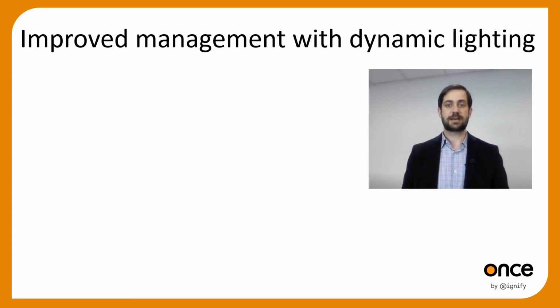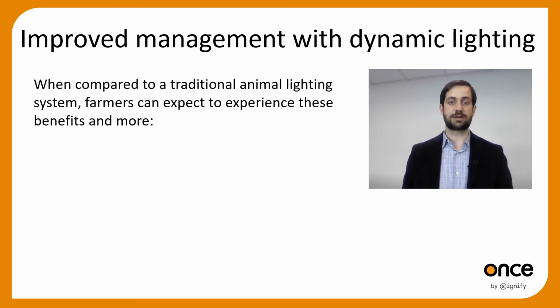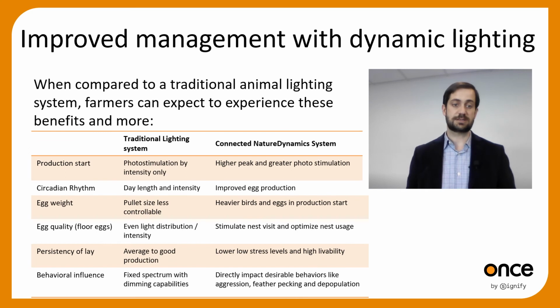In this presentation, I've shown you specific examples of how tuning light schedule, intensity, spectrum, and distribution can benefit your layer or breeder flock in terms of production start, circadian rhythm, egg weights, egg quality, persistency of lay, and behavioral influences. I hope you can appreciate that a fully dynamic lighting system will enable an unprecedented level of control. Dynamic lighting systems like this are just the beginning. Given the large possible number of permutations, additional lighting recipes remain to be discovered. The future is looking bright.